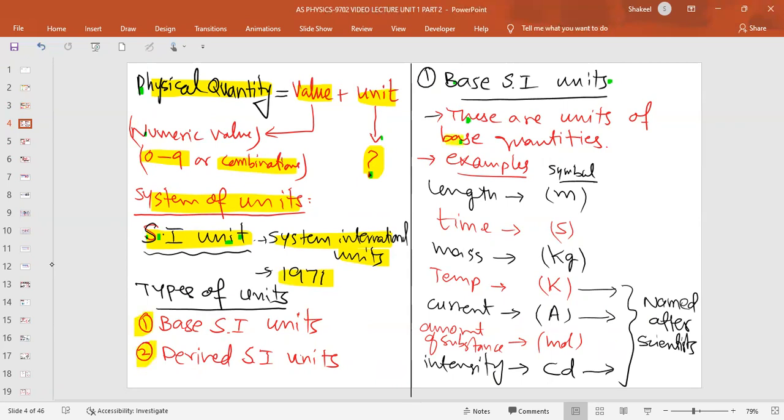So base units: all the base quantities have base units. Like for length, it is meter, for time, it is second, for mass, it is kilogram, for temperature, it is Kelvin, for current, it is ampere, for amount of substance, it is mole, and for luminous intensity, it is candela.